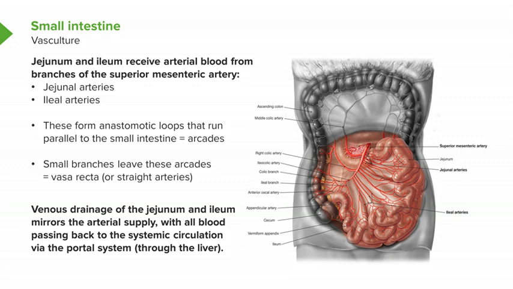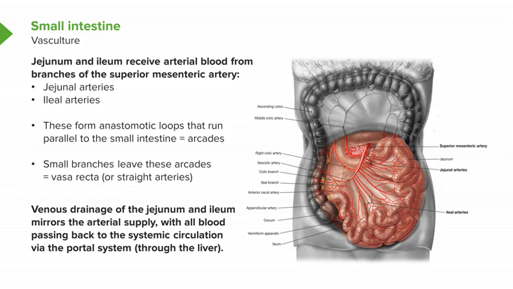The length of the root of the mesentery is about 5, 6, 7 centimeters, but the actual length of the small intestine is 6, 7 meters. So these blood vessels fan out, and they fan out and run towards the free edge of the mesentery where the jejunum and ileum are located. And once they approach the free edge, they form these loops which run along the inside of the small intestine, and they run parallel to it.